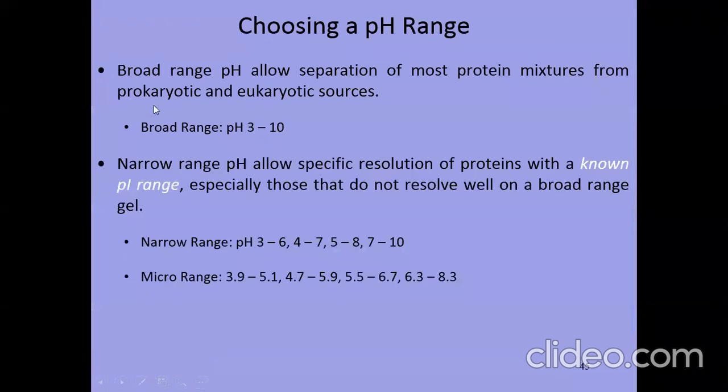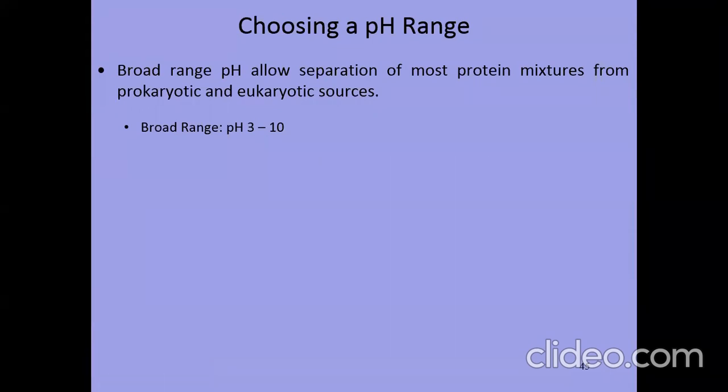Okay, so a broad pH range allows separation of most protein mixtures from prokaryotic to eukaryotic sources. If we have proteins from different sources, go for a broad range of pH, like from pH 3 to pH 10. Like we have proteins from prokaryotic and eukaryotic sources in a mixture, and we want to separate them, so it is better to use a broad range.